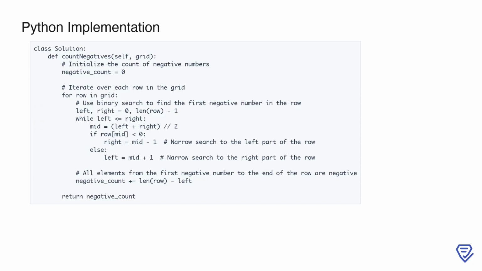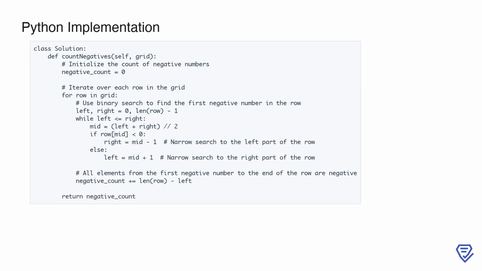The midpoint mid is calculated as (left + right) // 2. If the element at mid is negative, it means all elements to the right of mid, including mid, are also negative due to the sorted property. Hence, the search range is updated to the left part of the row by setting right equals mid - 1. If the element at mid is non-negative, the search range is updated to the right part of the row by setting left equals mid + 1.